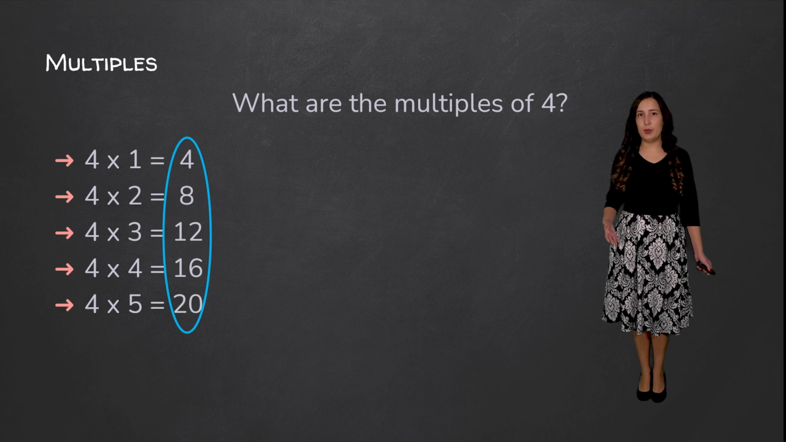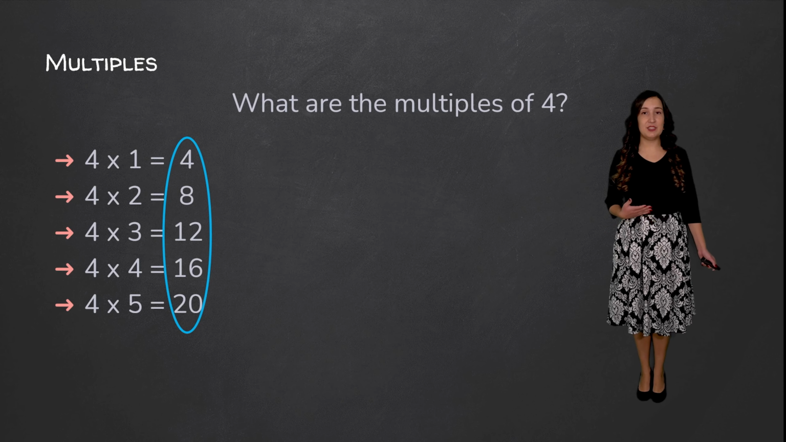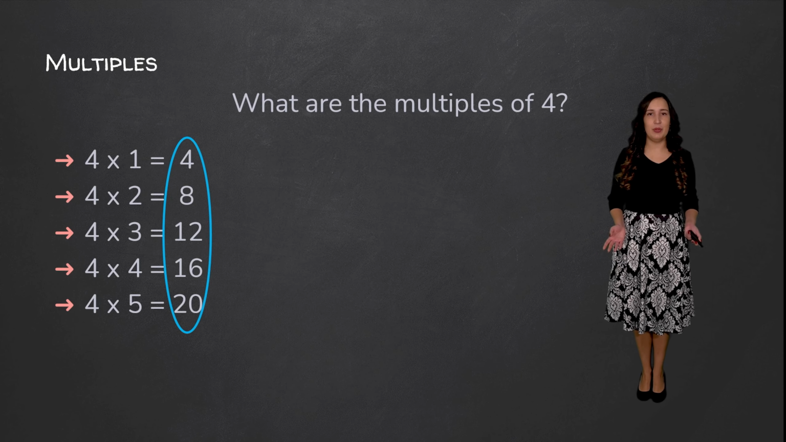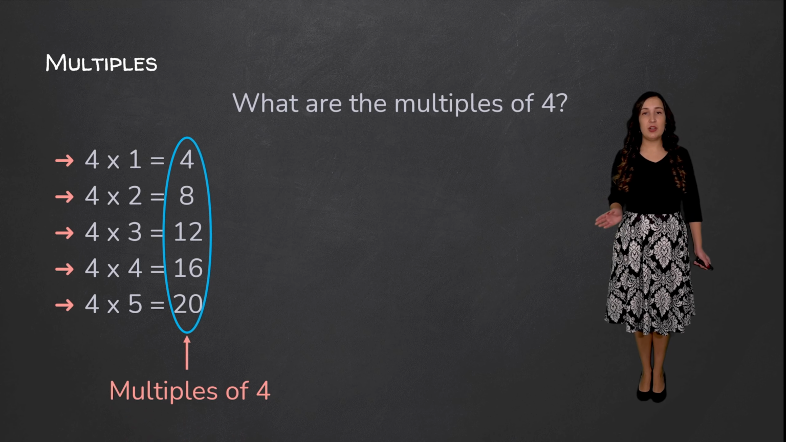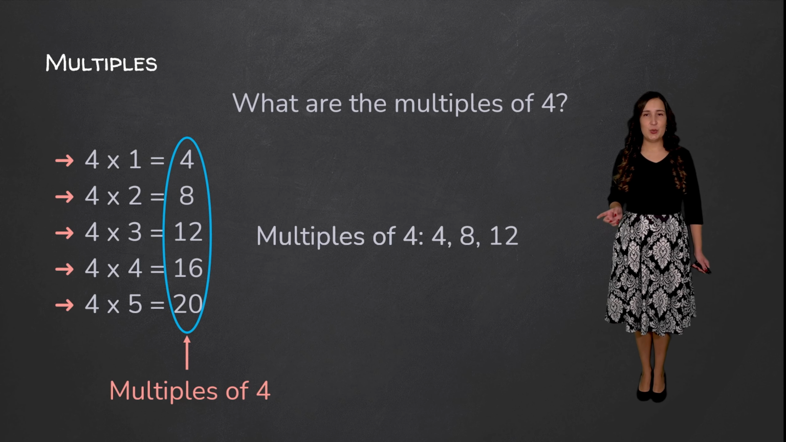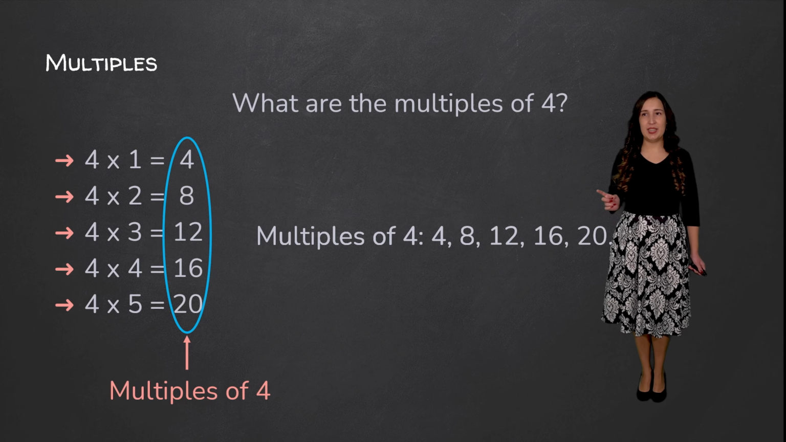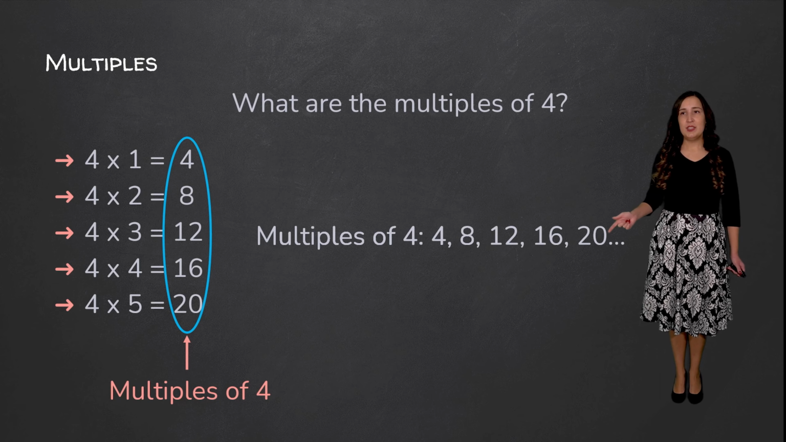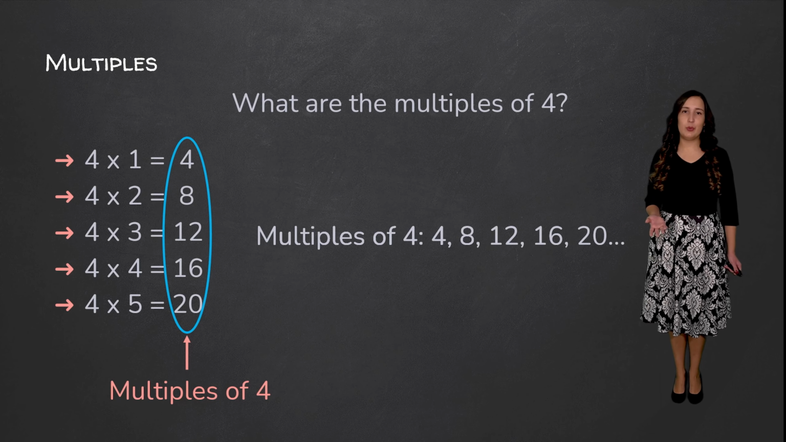Now we could keep going if we wanted to, but the possibilities are infinite, so we're going to stop right here for the purposes of this example. So our multiples of 4 are 4, 8, 12, 16, 20, and then ... because our multiples could keep going on forever. Again, the possibilities are infinite, so at some point we do have to stop for our example.